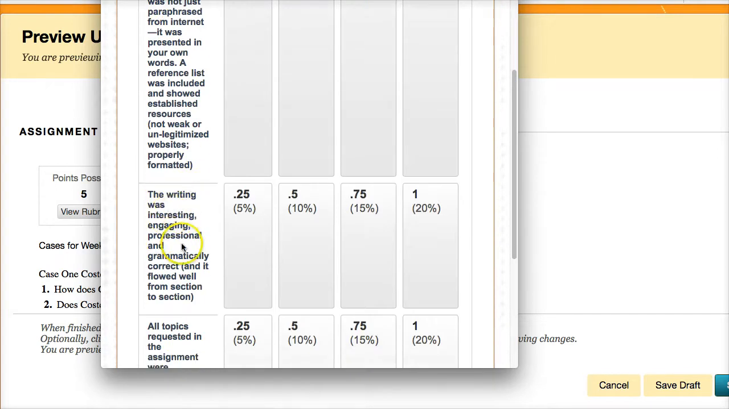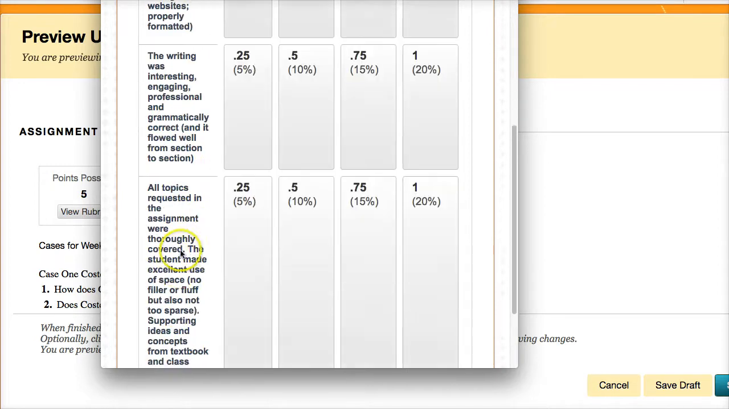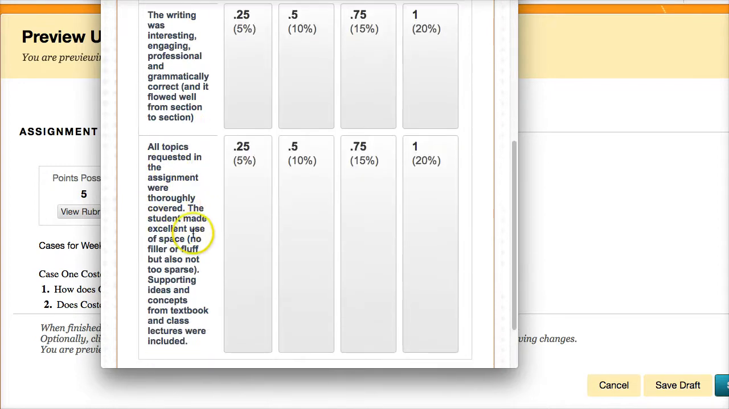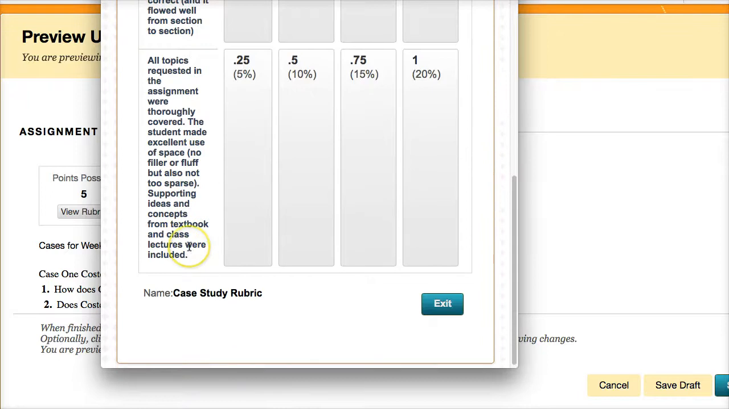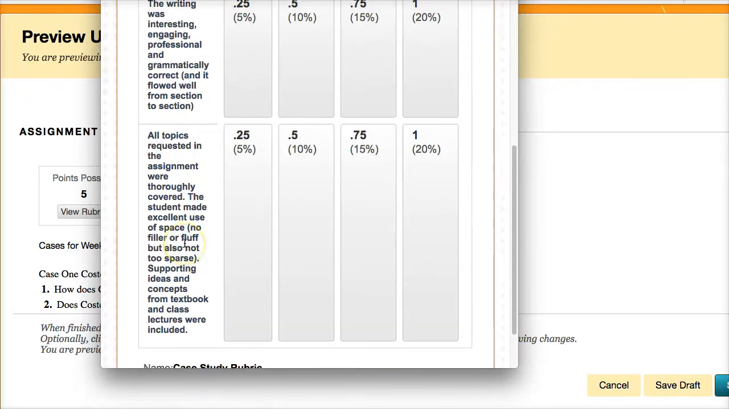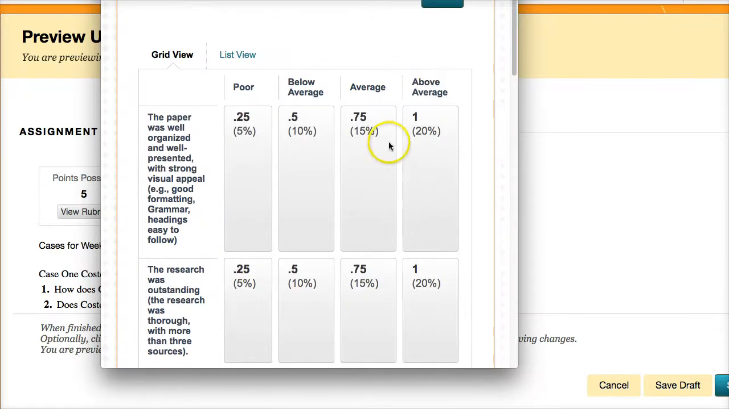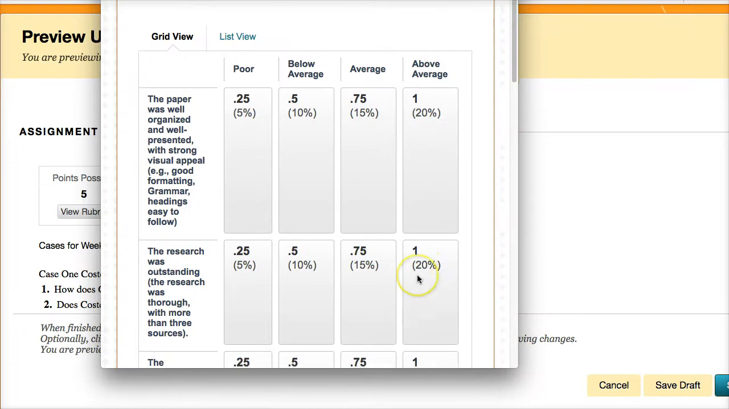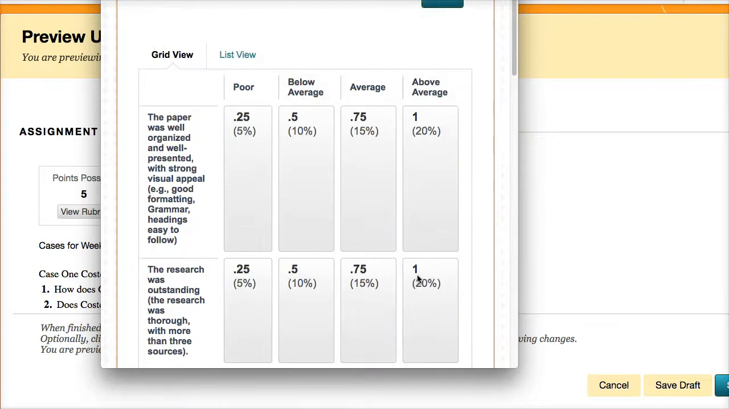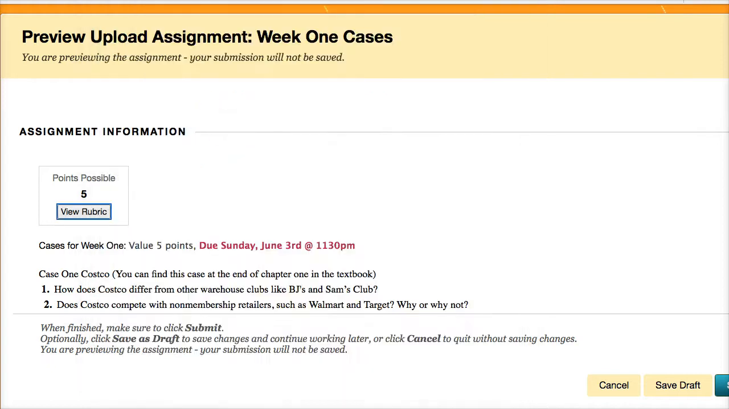That your writing is interesting, engaging, professional, grammatically correct. Topics were covered from each of the questions, and it wasn't a fluff piece. It was actually pretty well put together. If you do above average, you get the full score for each of these categories, and then average or below average. That's how I'm grading you on this, on a poor to above average scale. I'm going to fill out the rubrics for the case, and then you get an idea of how you performed, so you can review that and change your performance for the next case to improve that score.